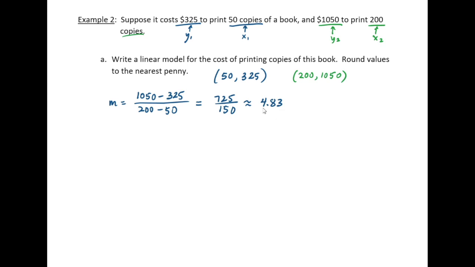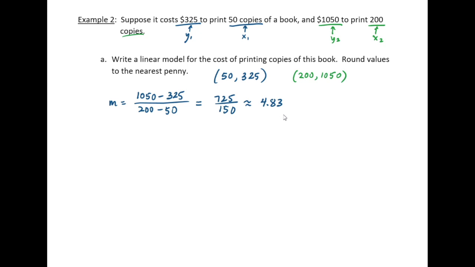Remember, the slope tells us the change in y for a 1 unit change in x. So this tells us that the cost, y, changes by $4.83 for a 1 unit increase in the number of copies of books, or that each additional book costs $4.83 to print.